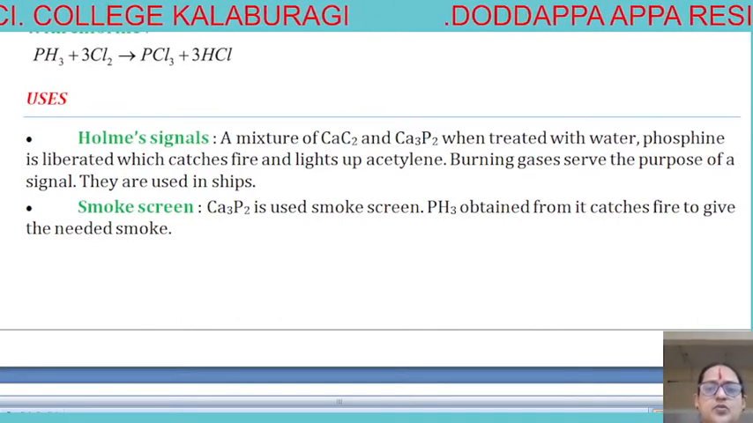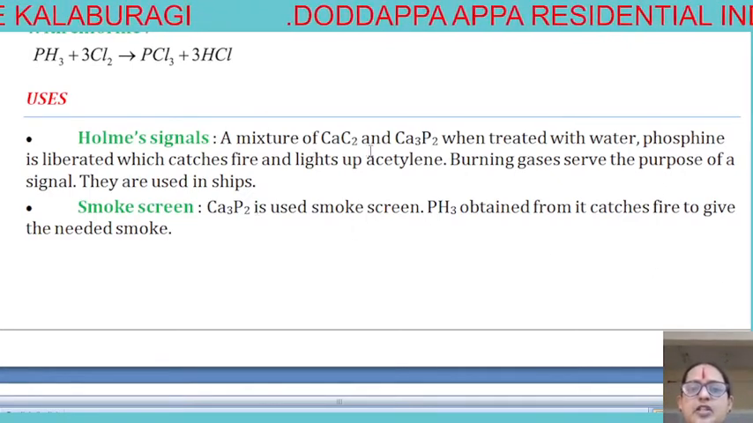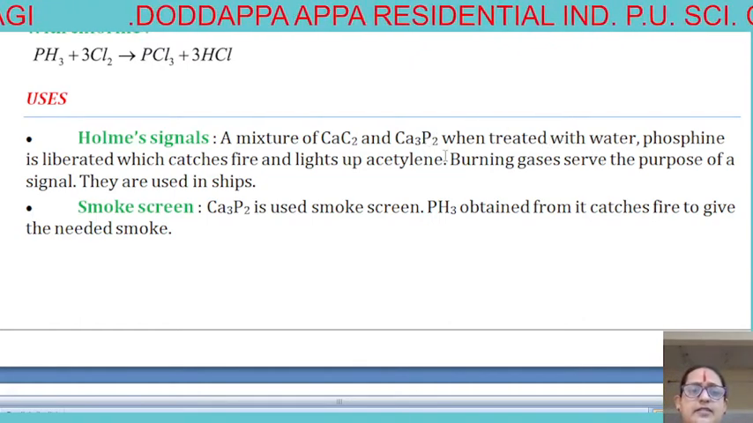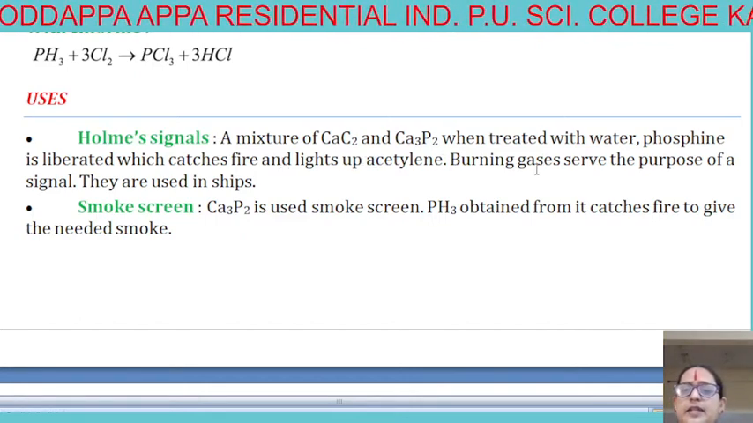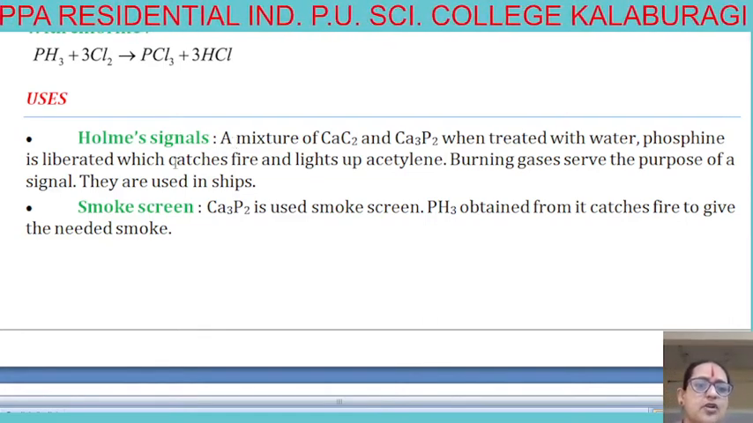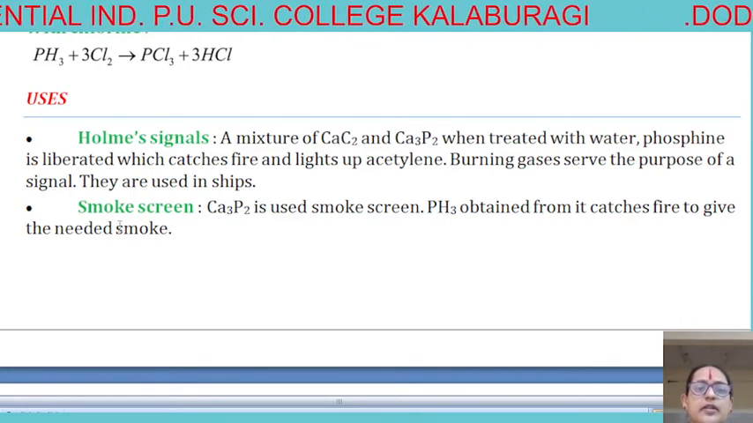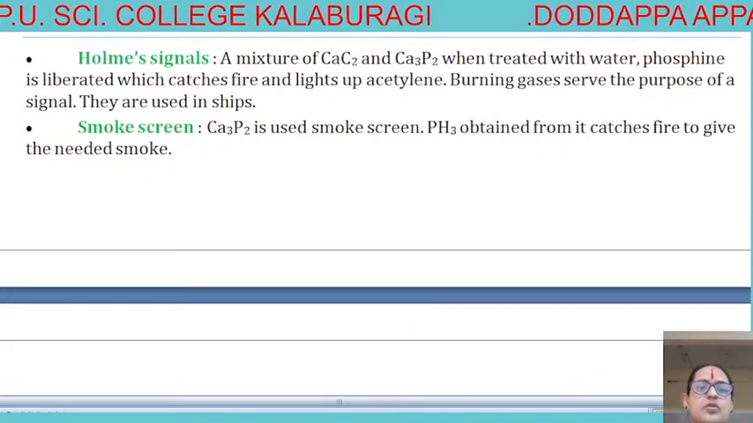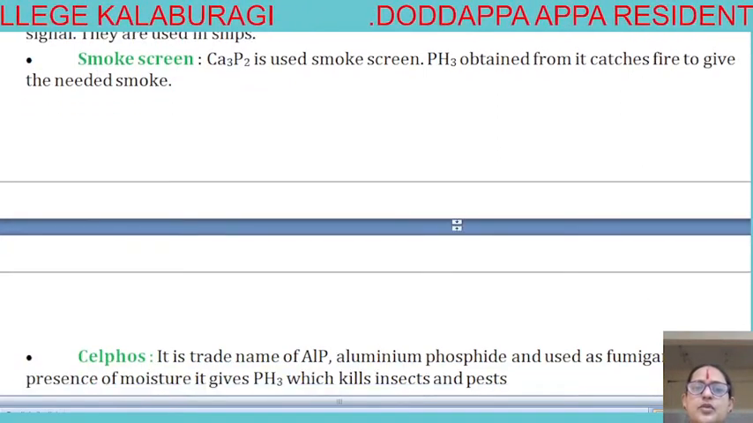Then it has its uses as a Holmes signal when it is mixed with calcium carbide and calcium phosphide. It catches fire and lights up the burning gases. It is used as a signal if the way is lost in the water, so they burn this so that it lights up and gives the signal for protection, for help. Smoke screen: calcium phosphide is used as a smoke screen.